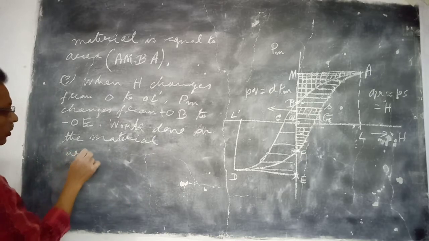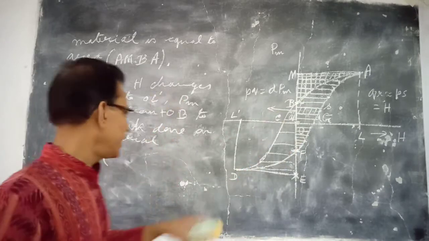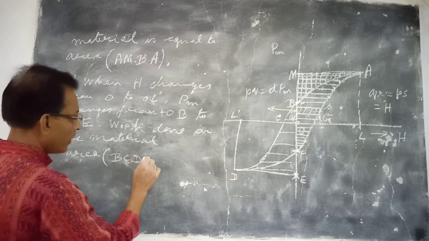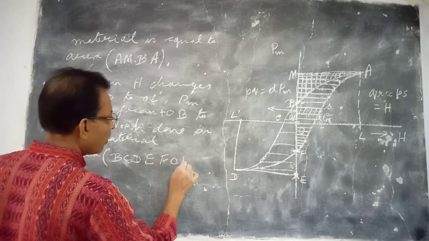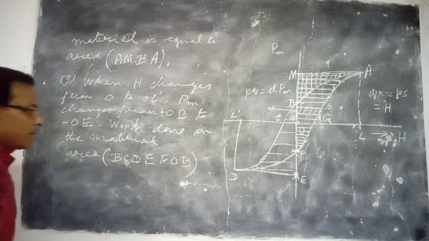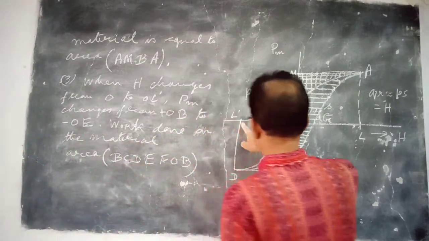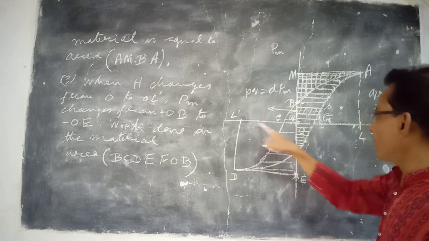That is equal to, in this case, the area BCD EFOB. The area enclosed by this curve is equal to the work done again on the material. Now again the external field comes from here to here, one complete cycle from OL prime to O.